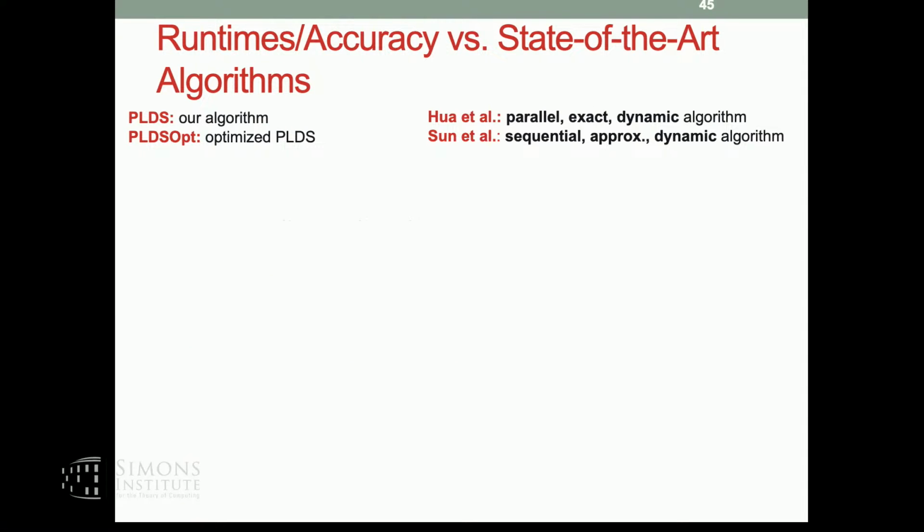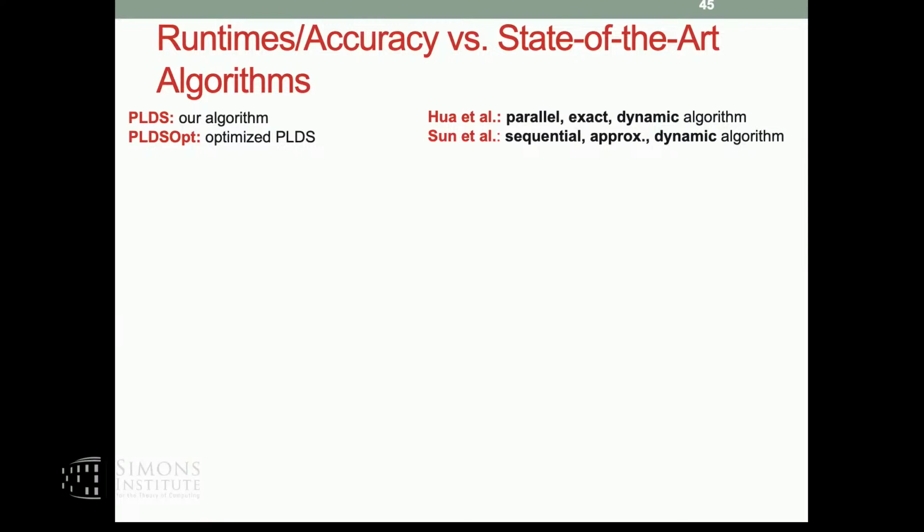Okay, so we compared 4 different implementations. PLDS is the algorithm I just described. PLDS opt is an optimized version of PLDS where we tweak some of the parameters such that we no longer get a 2 plus epsilon approximation. The approximation was a bit higher, but it's a lot faster.